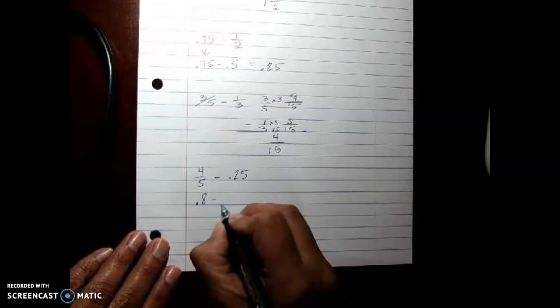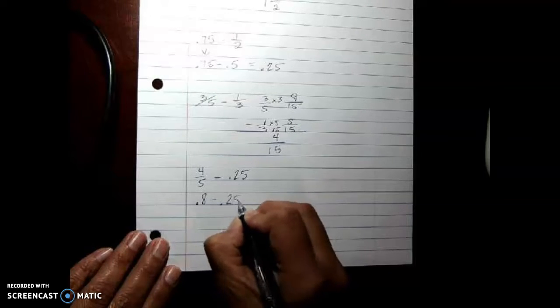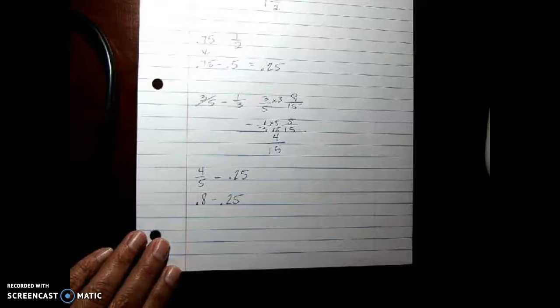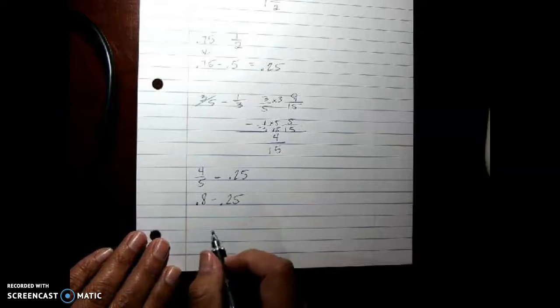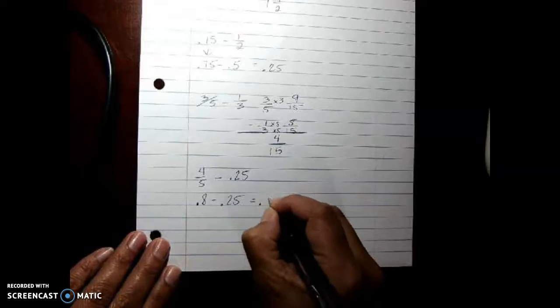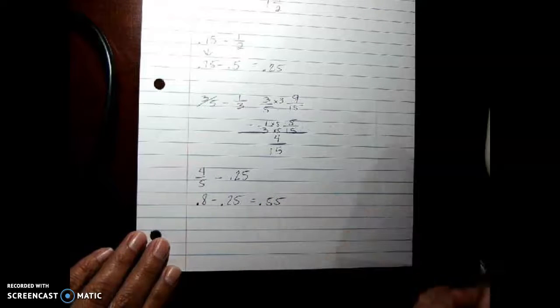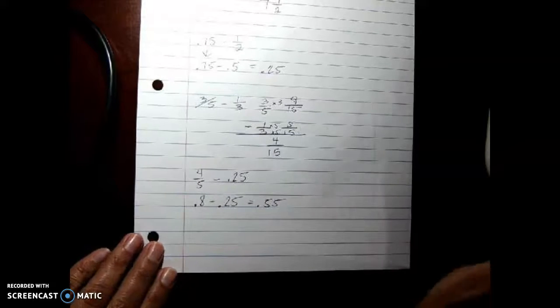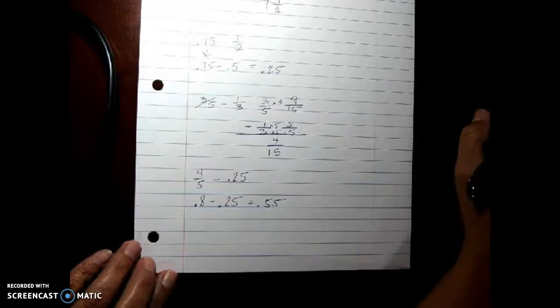minus 0.25. 0.8 minus 0.25. Okay, so it is 0.55. Okay, I'm going to give you a few problems to try on your own in today's assignment.